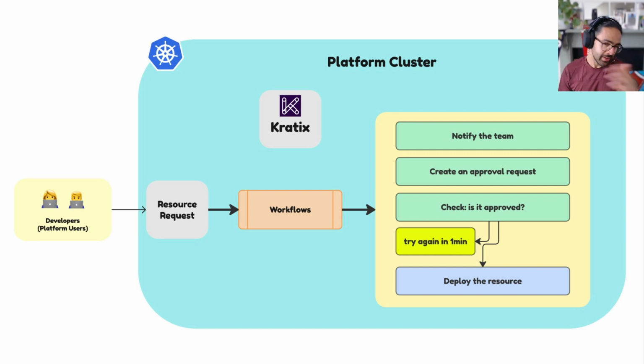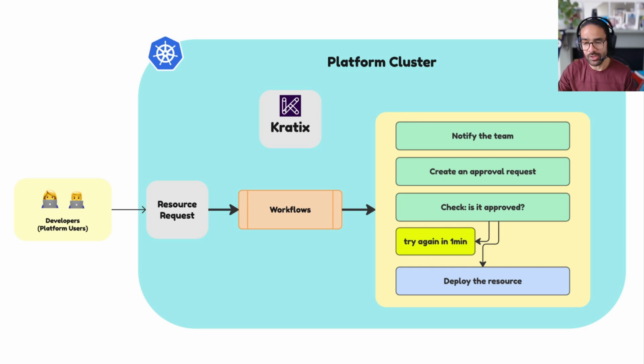The user sends the request, and all the same steps go through. However, when we get to that check, we verify: is the check approved? If it's not, you can now tell Kratix to try again. Basically, try again in a minute, an hour, a day. You determine what the step back is that Kratix can do.